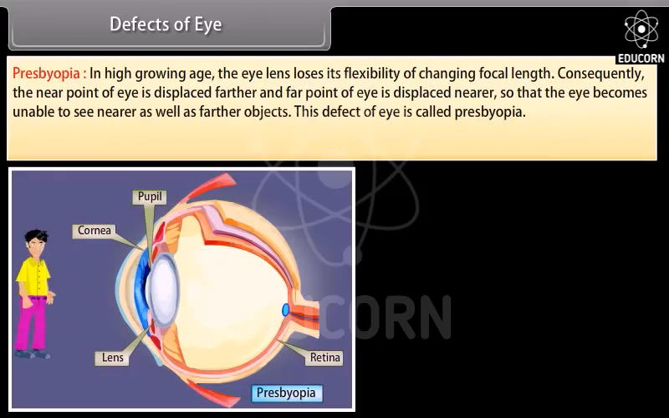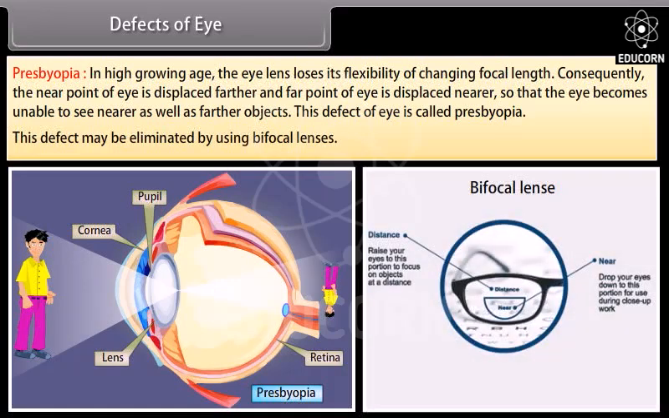Presbyopia. In high growing age, the eye lens loses its flexibility of changing focal length. Consequently, the near point of eye is displaced farther and far point of eye is displaced nearer, so that the eye becomes unable to see nearer as well as farther object. This defect of eye is called presbyopia. This defect may be eliminated by using bifocal lenses.